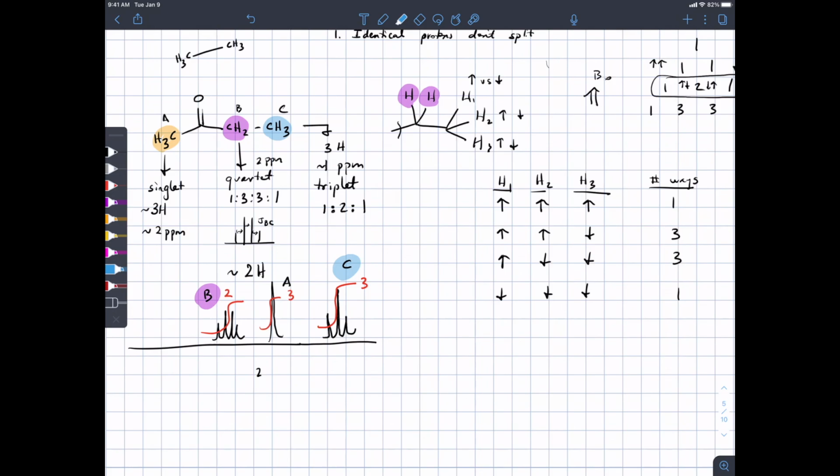All right. So it does get more complicated than that, but that's going to be enough to be getting on with in terms of solving problems. So let's take a few minutes, and then we're going to come back and we're going to actually just solve NMR problems for the rest of the time.